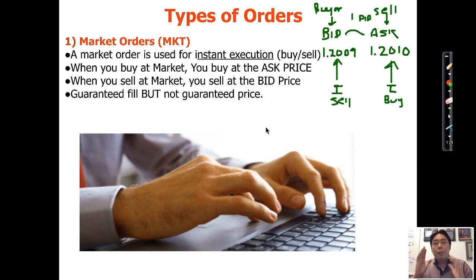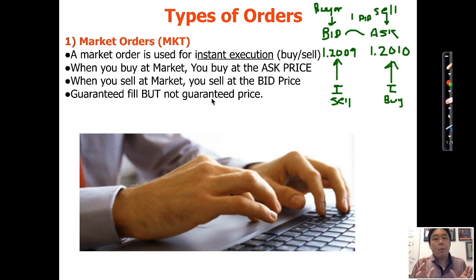Now, when you place a market order, you are guaranteed to get filled. In other words, you're guaranteed to get the currency pair. If you place a buy, you're sure to get your buy order filled. You click a sell, you will get it filled. But the price is not guaranteed. Now, why is the price not guaranteed?